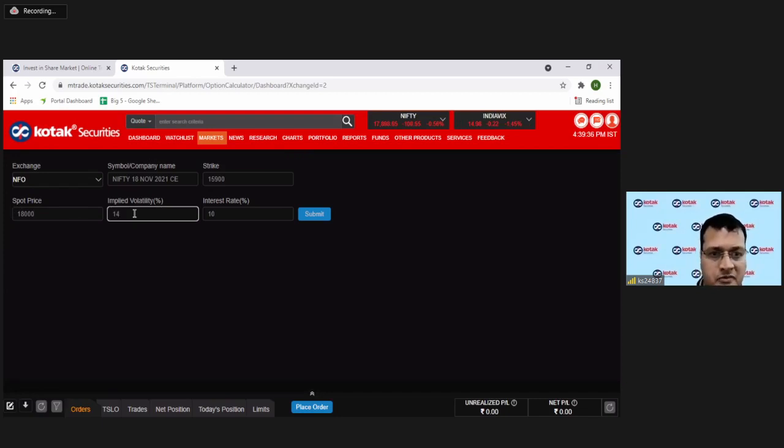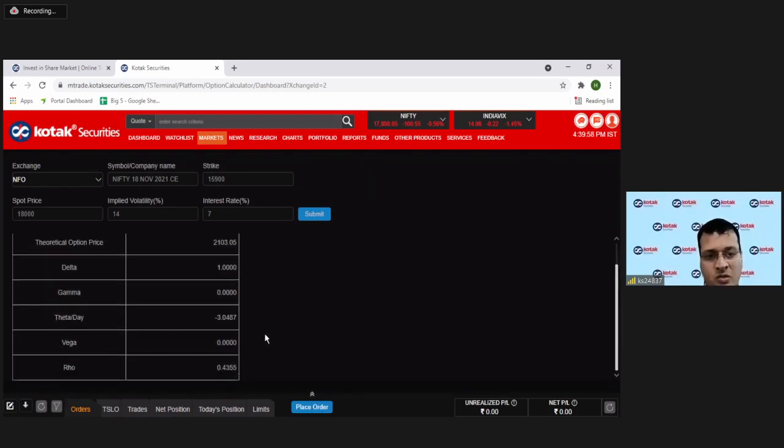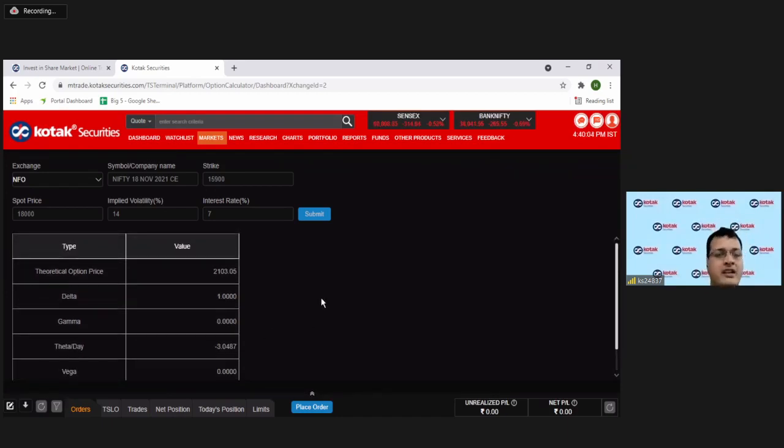Implied volatility 14, rate of interest I'll keep as say 7%, and submit. So if I want to see what the Greeks are for this particular strike, 15,900 strike price, this is the Greeks. Delta is 1, gamma is 0, theta minus 3.04, vega 0, and rho is nothing but interest, so 0.4355. So this is how you can find out an individual stock's Greeks as well, an individual strike's Greeks.